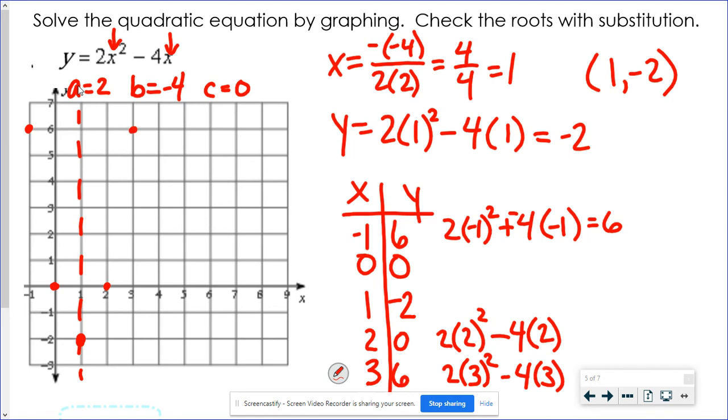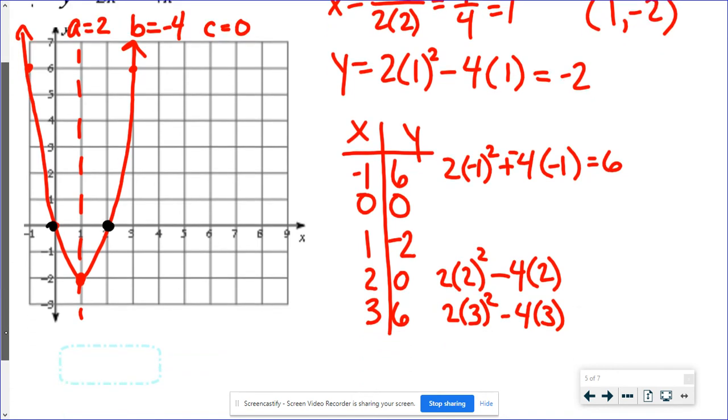3, 6. So here's my parabola. The graph that's given here is a little misleading because it looks like it's way off center, but it's still correct. What I need now is where it crosses the x-axis. So that'll be at 0 and 2.